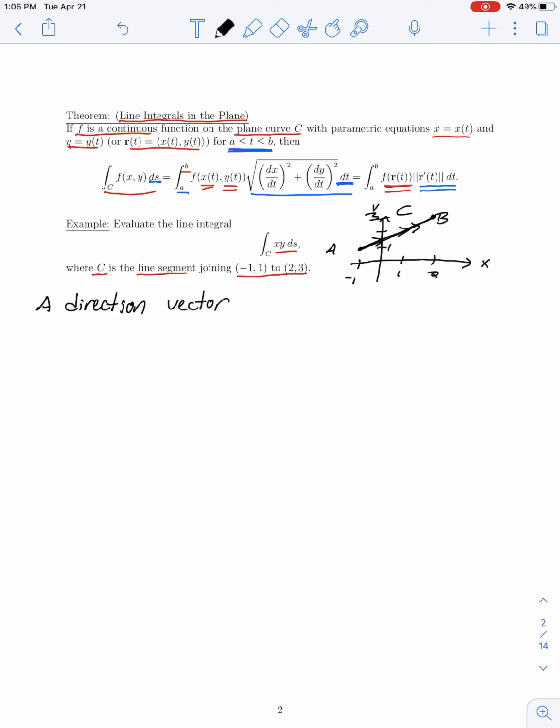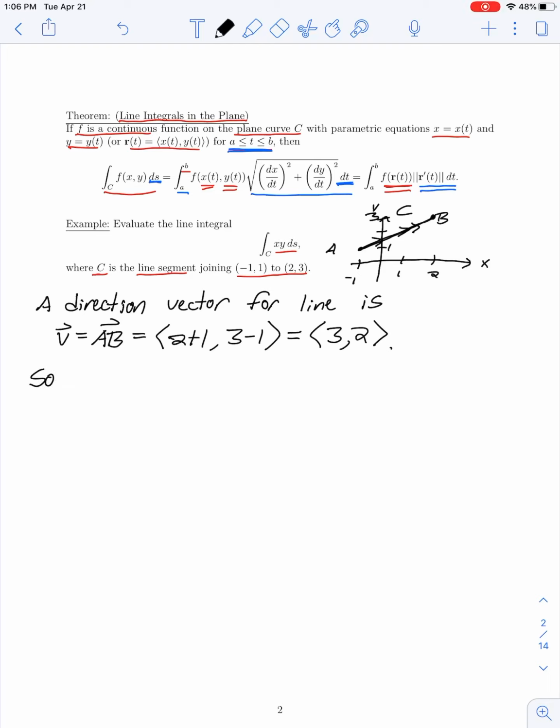So here, a direction vector for the line is the vector, let's call it V, which would have the representation as moving from point A to point B. So to get the x component of that vector, we would take the difference in our x values. So 2 minus -1 gives us 2 plus 1, and then 3 minus 1 for the y component. So we have the vector ⟨3, 2⟩ as a direction vector.